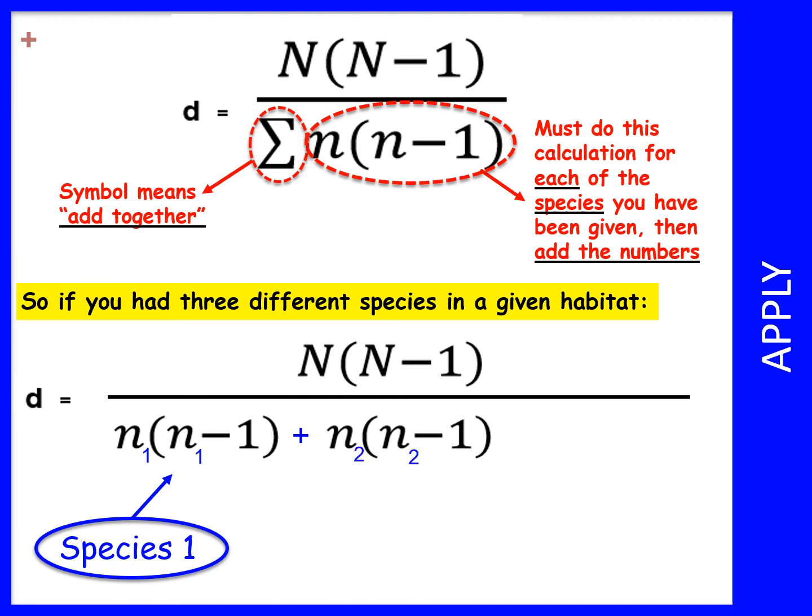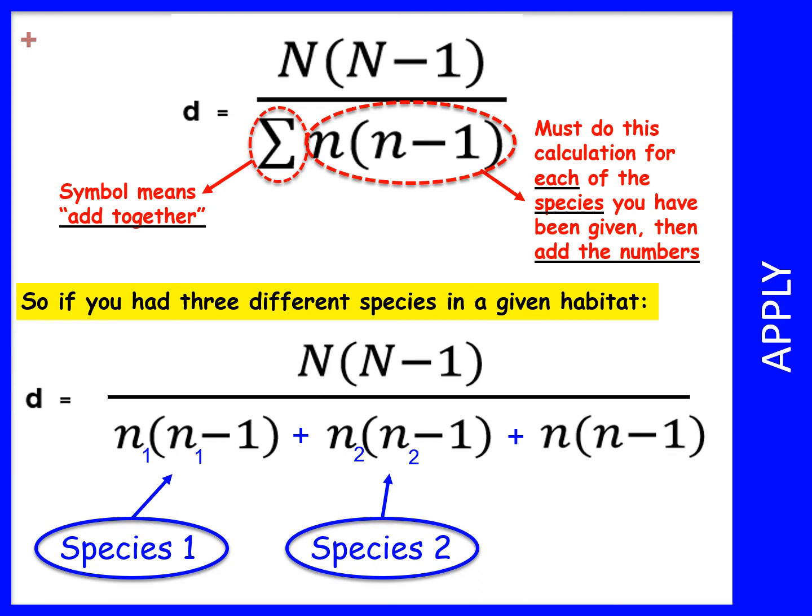You do that for the second species. So there might be 120 individuals of species number 2. So that would be 120 times 119. And then you do the same for species 3. So it might be 78 is the total number of individuals of species 3 times 77. That's one less than 78. And if you had more species in that community, then obviously you'd have more calculations to do on the bottom of the equation.